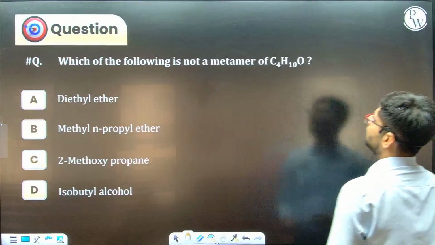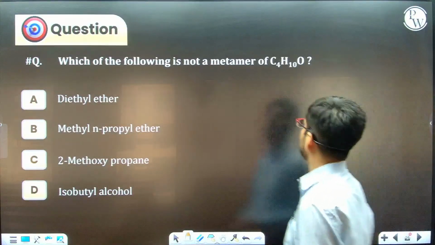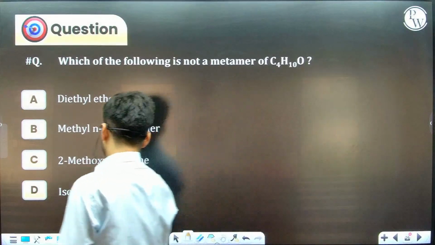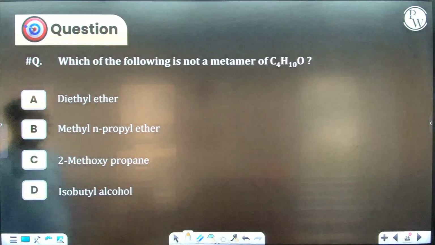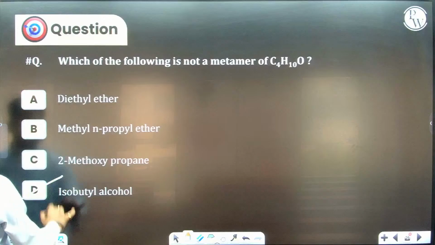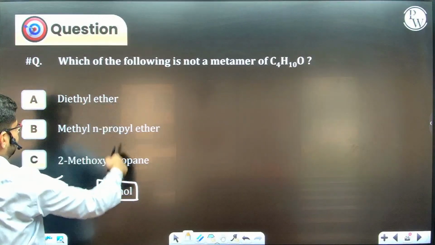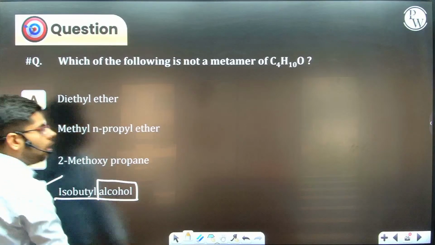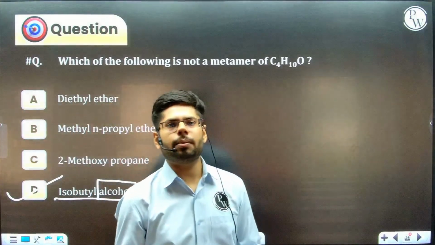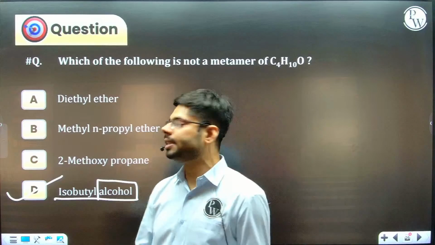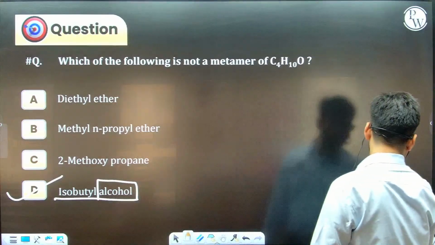Which of the following is not a metamer of C4H10O? See, in metamers, the functional group has to remain the same. In D, the functional group has changed, alcohol. A, B, and C are ethers. In D, we have alcohol, which means D is not a metamer, because we know in alcohols metamerism is not possible. So D is the answer.